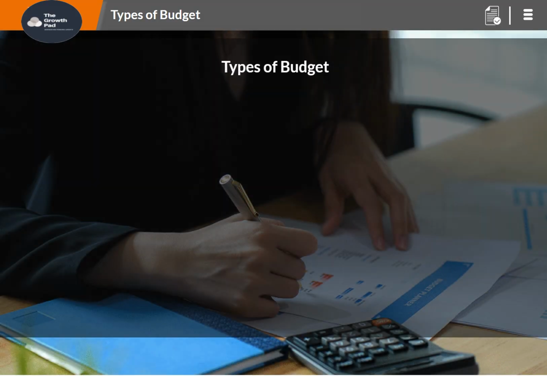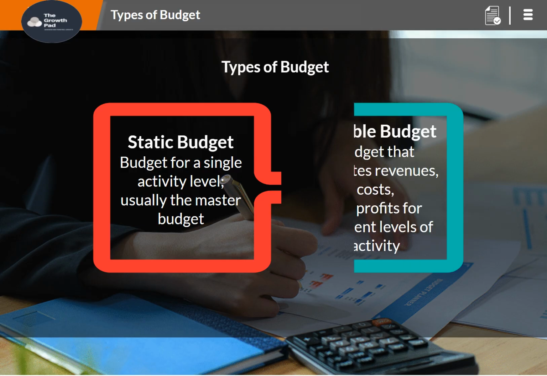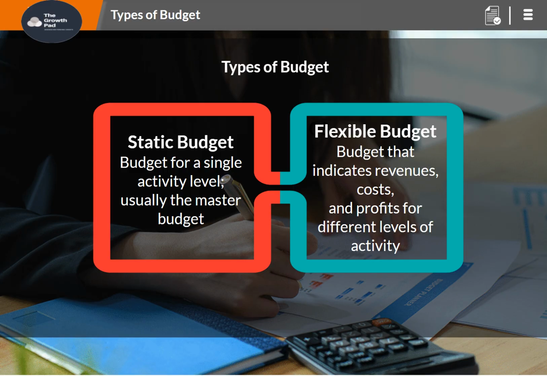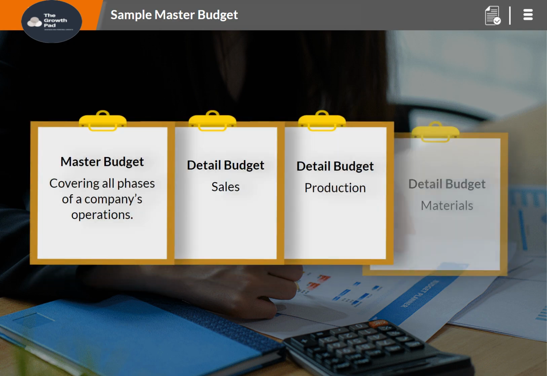Types of budget. Static budget: budget for a single activity level, usually the master budget. Flexible budget: budget that indicates revenues, costs, and profits for different levels of activity. Sample master budget. Different types of budgets serve different purposes.